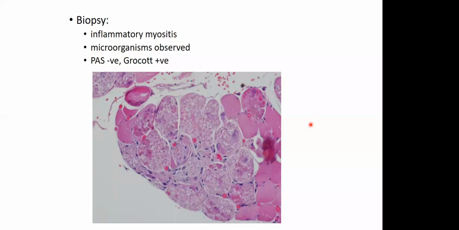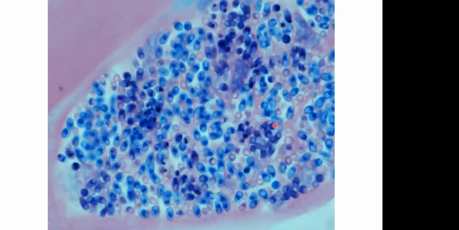Basically, there was an inflammatory myositis. They did see organisms which were PAS negative, Grocott positive. So that's not in keeping with a fungus, because you'd expect PAS positive. Sorry, let me go back. This is muscle fibers in transverse section. So you can see some of them being completely replaced by these massive organisms. Longitudinal section, again, muscle fibers replaced by this mass of organisms.